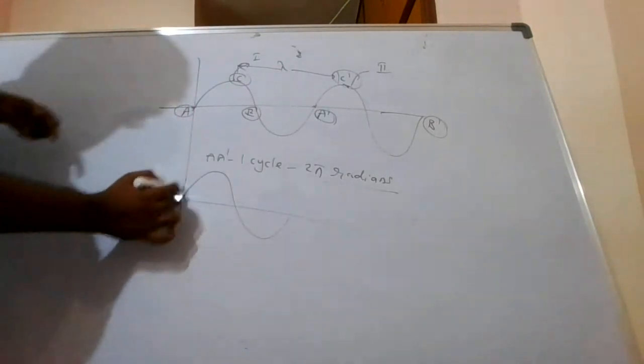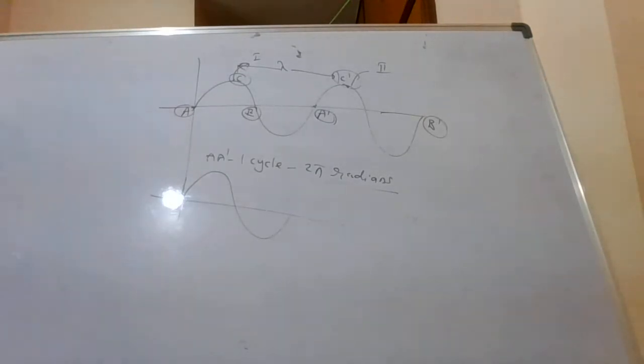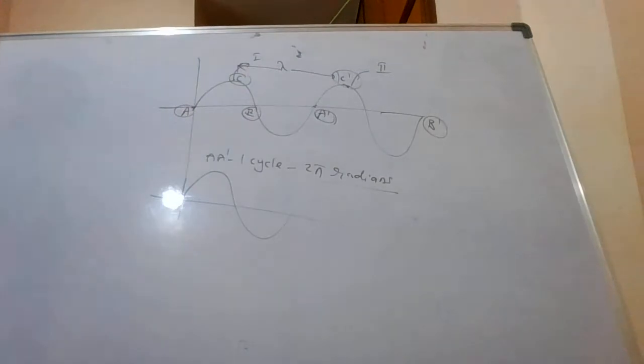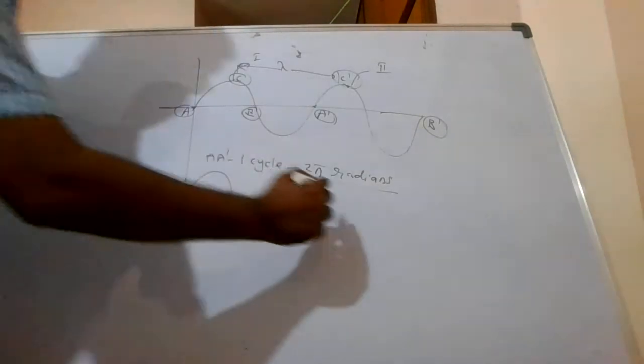This is going up, this is going up, this is going down, this is going down. Absolutely same. So one cycle corresponds to 2 pi radians, and when the phase difference between two waves is 2 pi, the pattern is absolutely repeated for a sine curve, and so on for the cosine curve also. Okay, so with 2 pi radians, these two waves are said to be in phase.